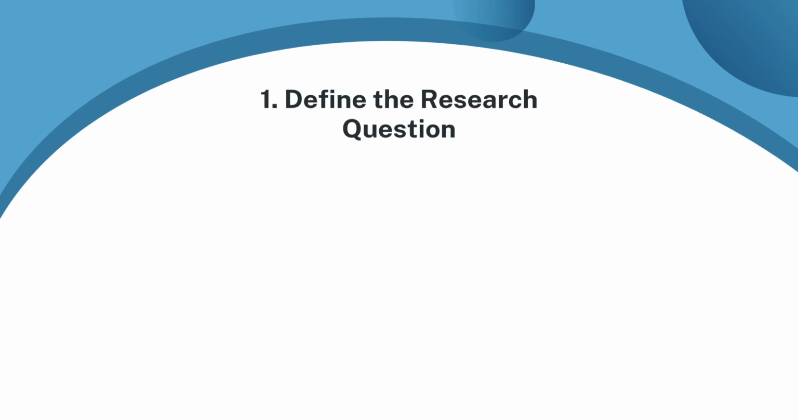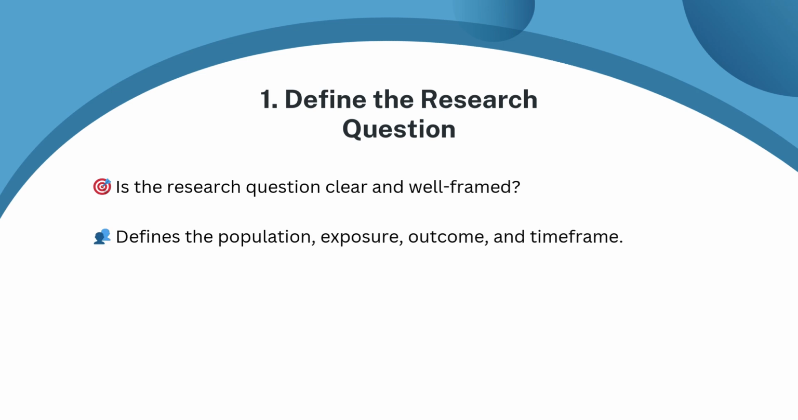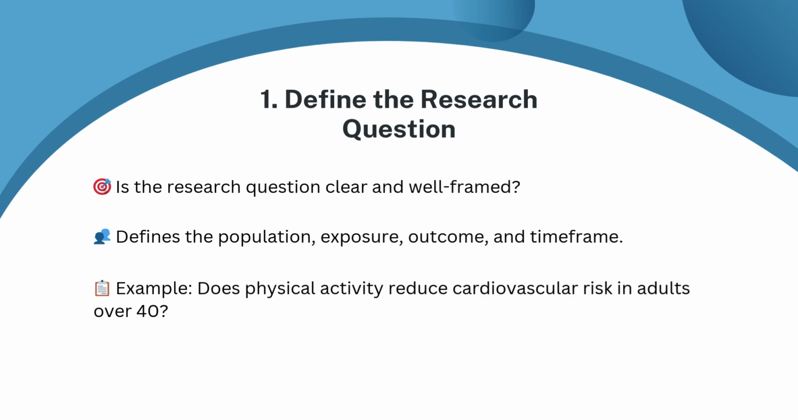1. Define the research question. Start by asking, is the research question clearly defined? A good cohort study begins with a well-framed question that specifies the population, exposure, outcome, and time frame. Example: does long-term physical activity reduce the risk of cardiovascular disease in adults over 40?